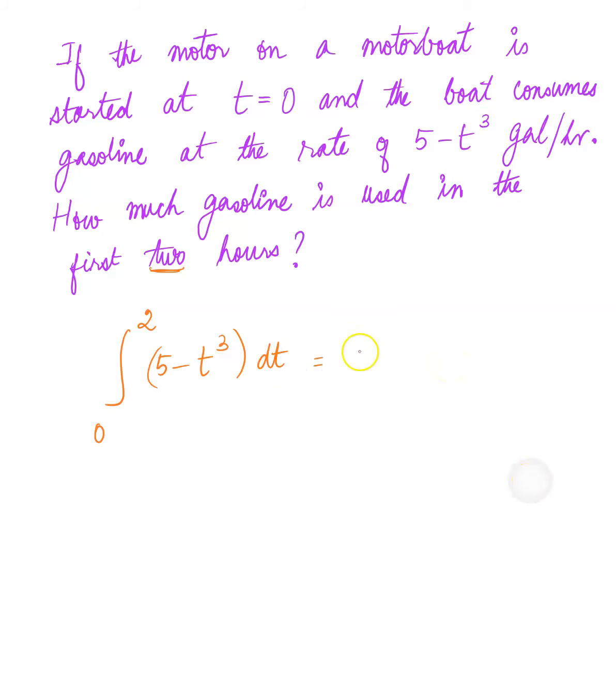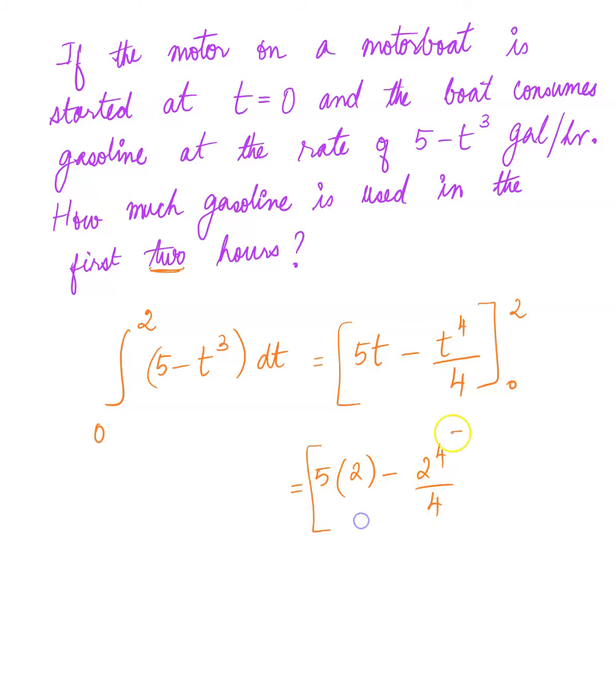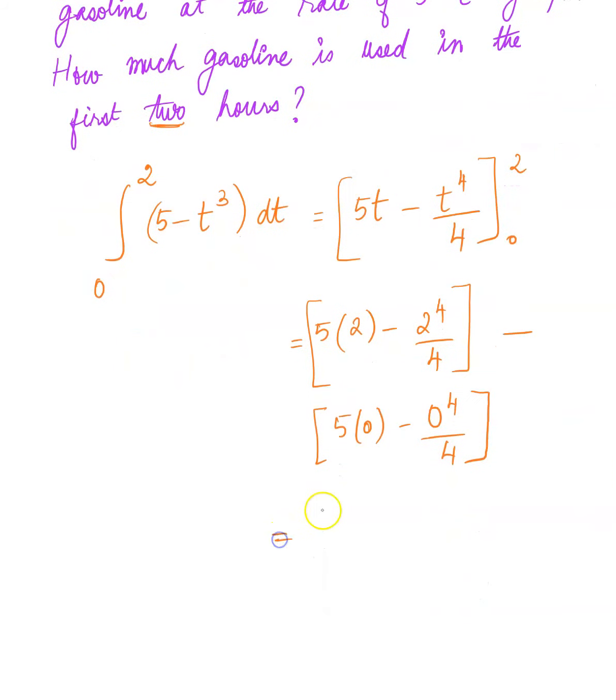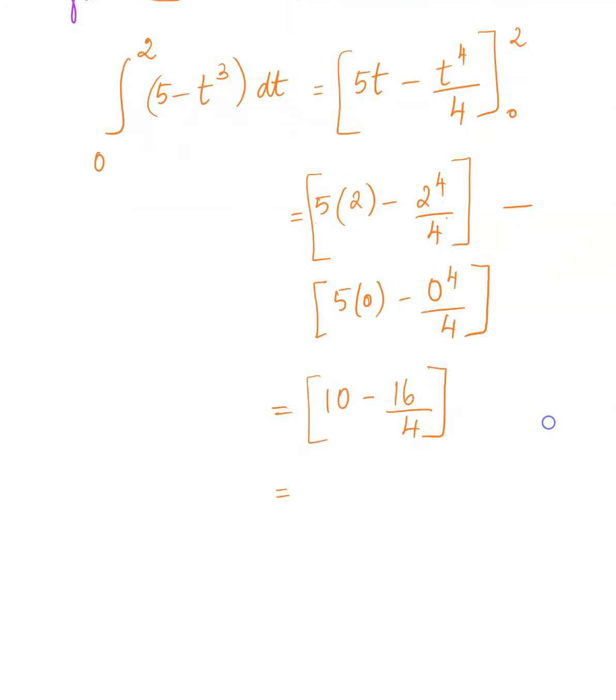And I'll go ahead and find the integration on this. That's going to be 5t minus t to the power 4 over 4. And for this whole thing, we apply the limits of integration 0 to 2. So 5 times 2 minus 2 to the power 4 over 4. This is the top integral minus the bottom integral. So that's 0 to the power 4. The second one is a complete 0, so that's just the top one. So 10 minus 16 over 4, which is 4. So 10 minus 4 is 6.